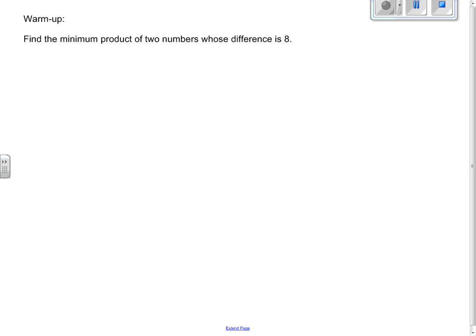So I'm going to call my number 1 n for lack of creativity. Let n be the first number. Okay. The second number has to be different than the first one by 8. So if their difference is 8, I could then say that my second number is n minus 8.